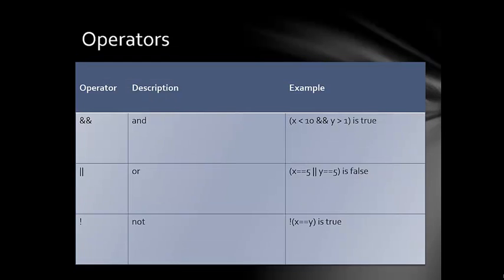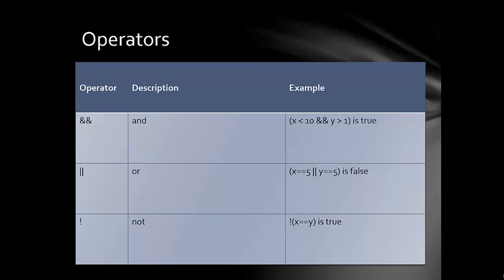So then you have these operators. Double ampersand means and, double pipes means or, and I already talked about the not. So you can say, for example, in an if statement, you can say x has to be less than 10 and y has to be greater than 1. If you're using ands, that if statement will only return true if both are true. If you use or, only one of them has to be true. x is equal to 5 or y is equal to 5. So only one of those has to be true in that.